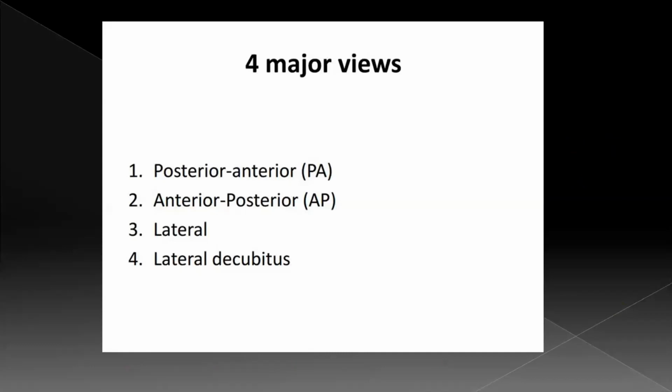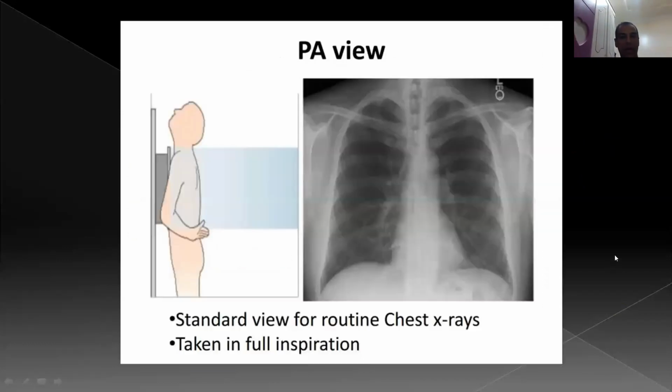For chest X-ray, we have four major views: posterior anterior view, anteroposterior view, lateral, and lateral decubitus. And by the way, lateral decubitus is the one least requested by the clinician. The PA view is the standard view for routine chest X-ray. It's taken in full inspiration.